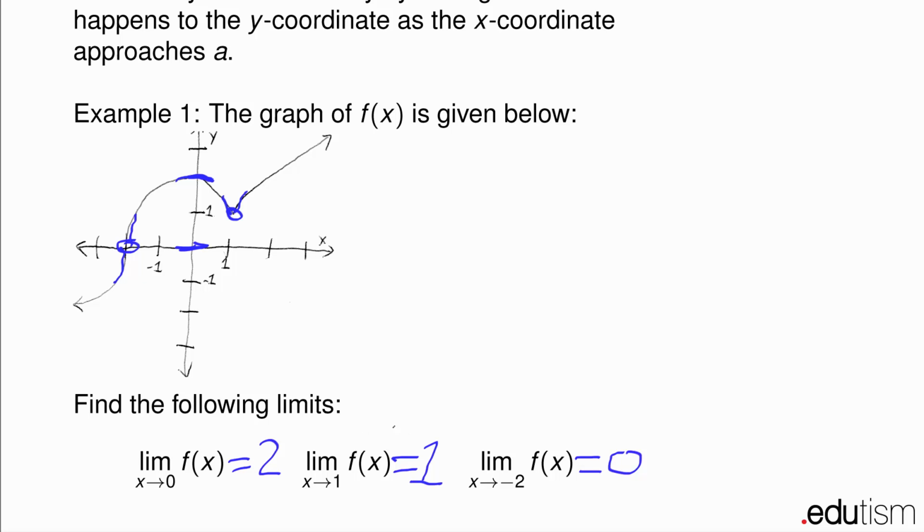Remember, when we're reading a limit off a graph, what x approaches says something about the x-coordinates. The thing we're finding the limit of says something about the y-coordinates. So the answer to the limit, the value of the limit, is always going to be a y-coordinate, not an x-coordinate.